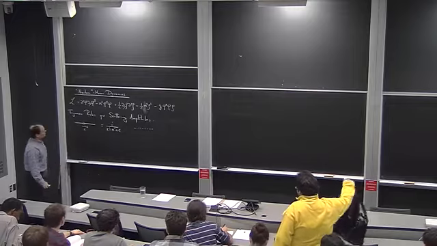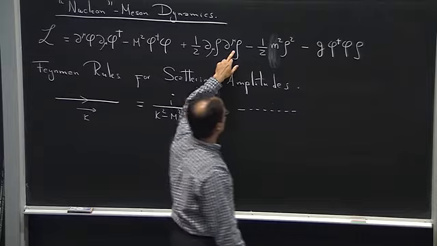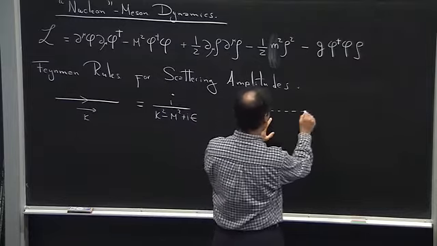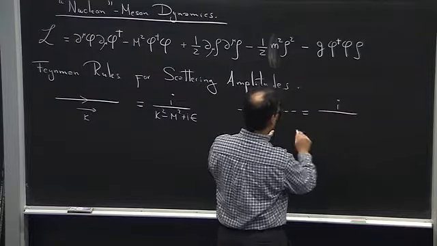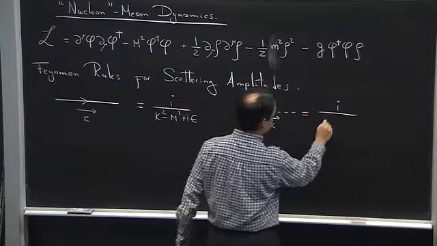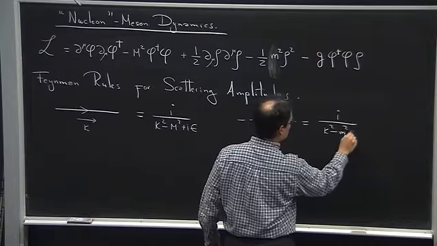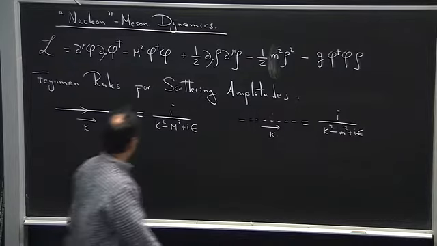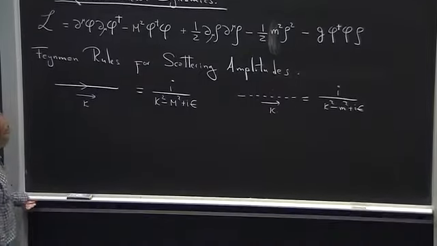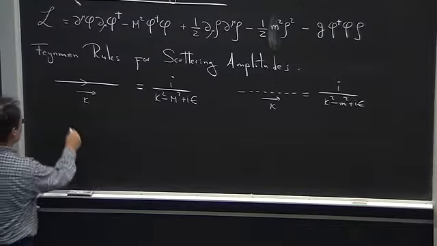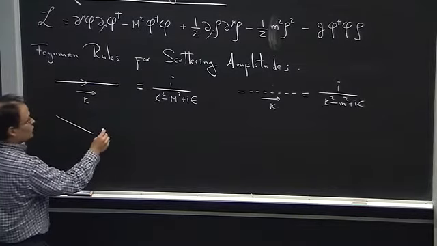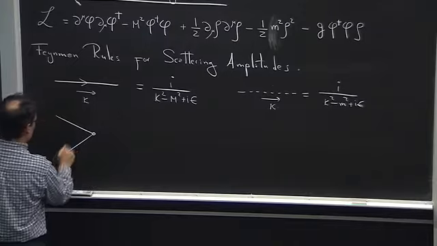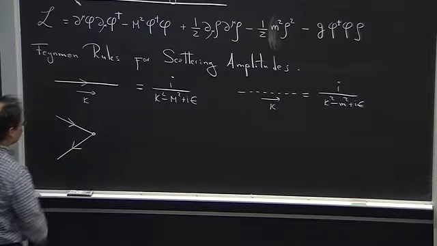Now we will also have another kind of particle. So this is the rho meson. And we will have, again, some momentum k, and k squared minus m squared plus iε. There is an interaction vertex. Now the interaction vertex is something of this form.